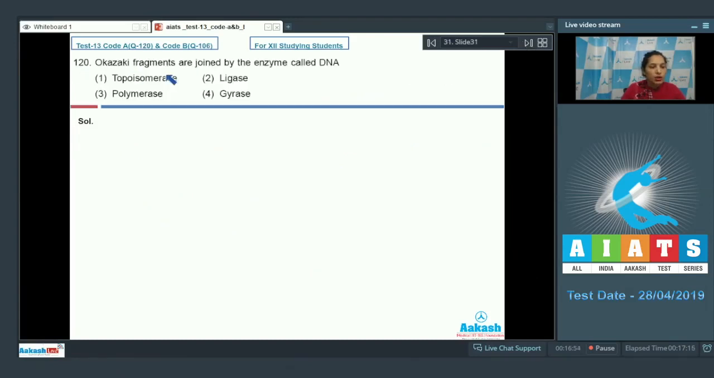Question number 120. Okazaki fragments are joined by the enzyme called DNA. First option topoisomerase, second ligase, third polymerase, fourth gyrase. The Okazaki fragments are formed during the DNA replication and these fragments are joined by the DNA ligase. DNA polymerase helps in polymerization of new DNA. Topoisomerase releases the tension which is created during the DNA replication. Gyrase has the same function as topoisomerase. So the correct option for the given question is option number 2. Let's move to the next question.